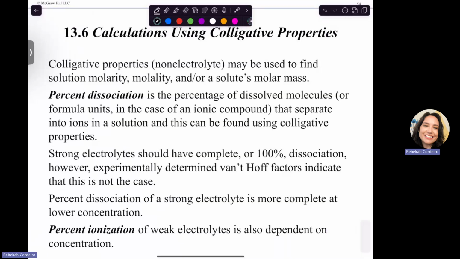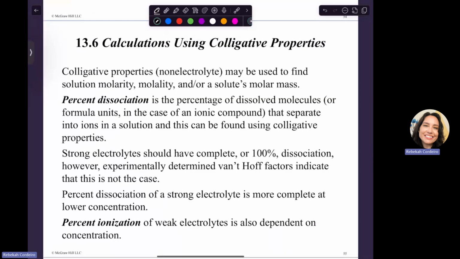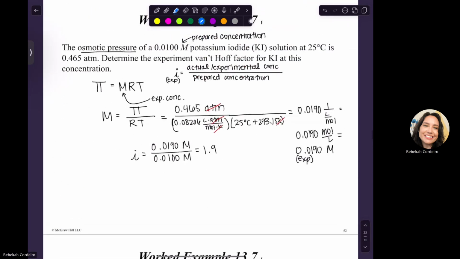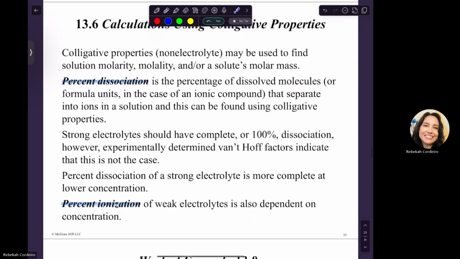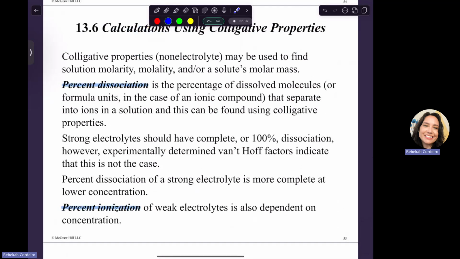So when we're using colligative properties, we can use a couple of other terms. Percent dissociation is the percent of dissolved molecules, or formula units, that separate into ions. So if we thought it was going to be 2 here, but got 1.9, well, what percentage of that actually dissociated, right? That's going to be percent dissociation. Strong electrolytes should have complete 100% dissociation. However, we know that's not necessarily the case.